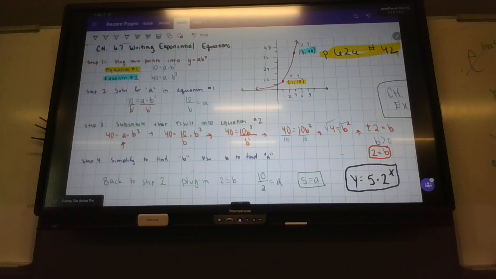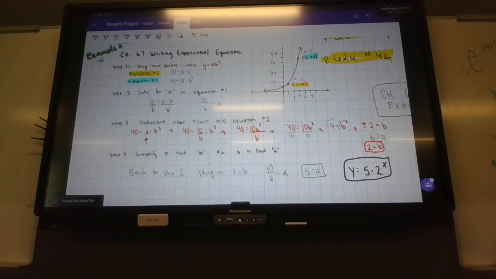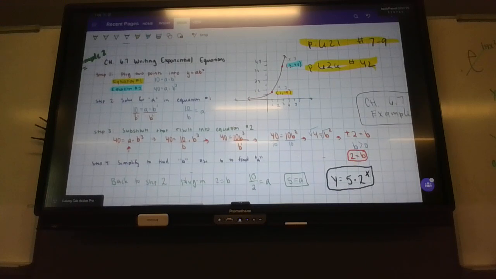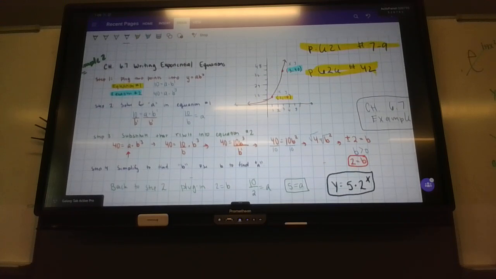That is the last skill that we are covering in chapter 6. So like I said, example 2 goes through it really nicely. You have 4 problems to try this. It's page 621, 7 through 9. It'll be online in like 5 minutes. And page 626, number 42.